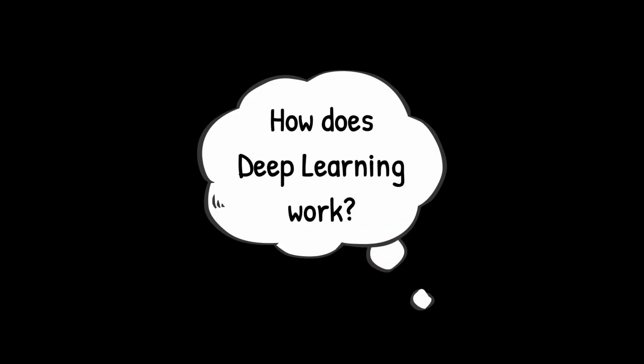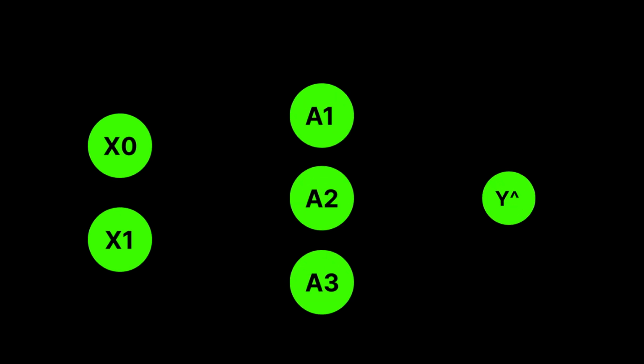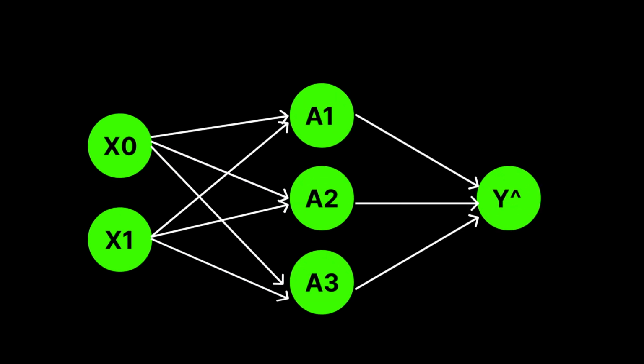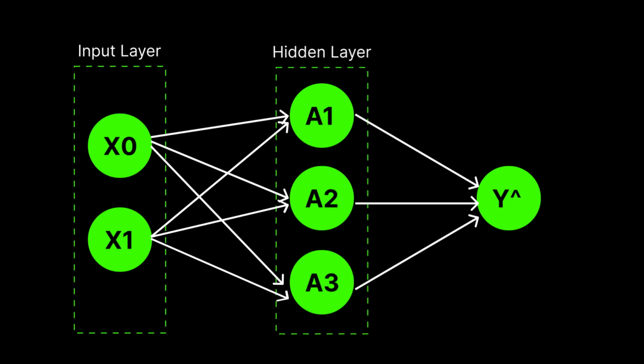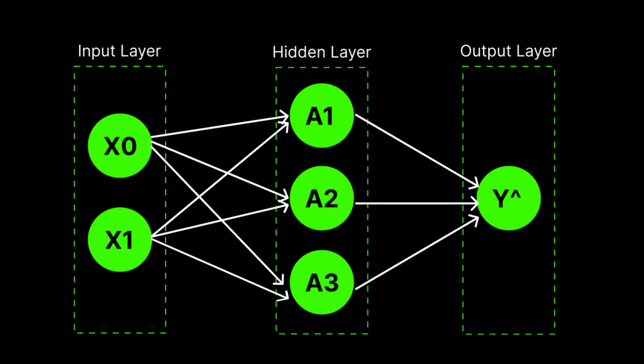Let's talk about how deep learning actually works. Deep learning algorithms use neural networks to process and learn from vast amounts of data. These networks are typically organized into layers, with each layer performing a specific function. There are three main types of layers in a neural network.